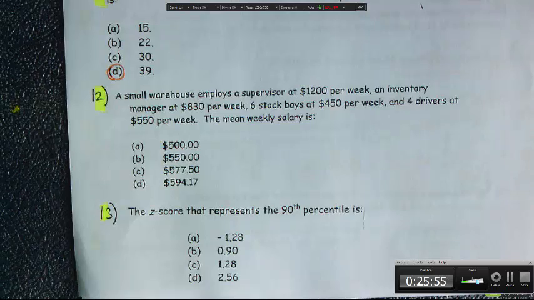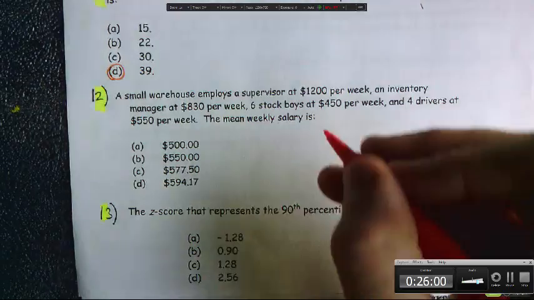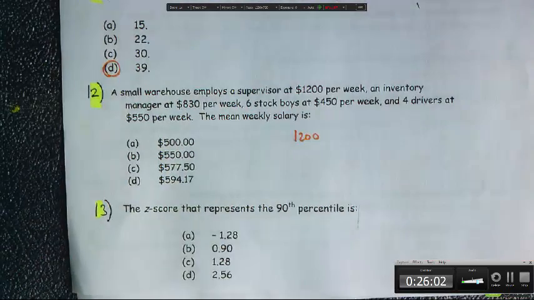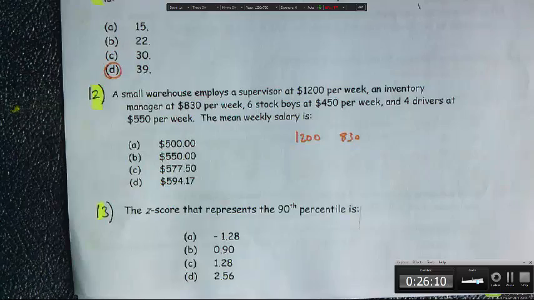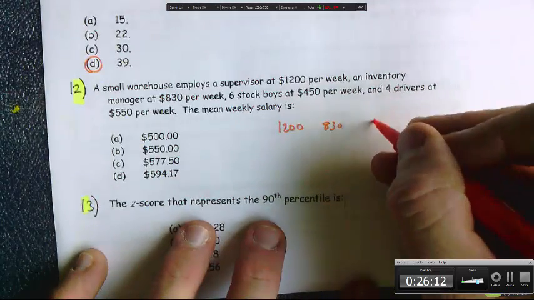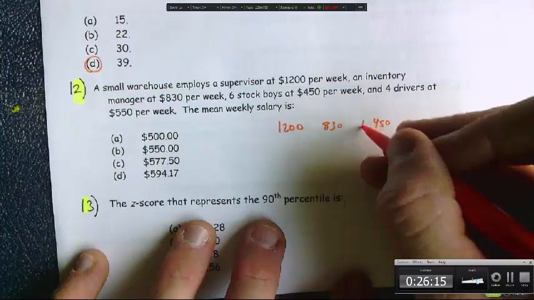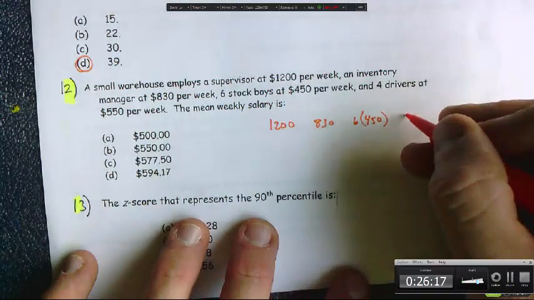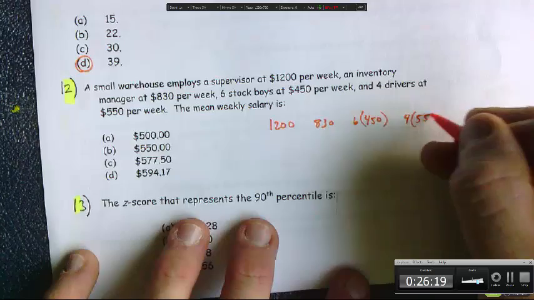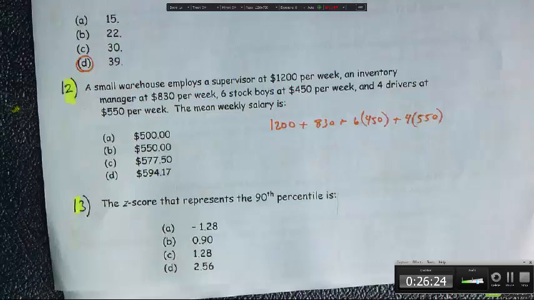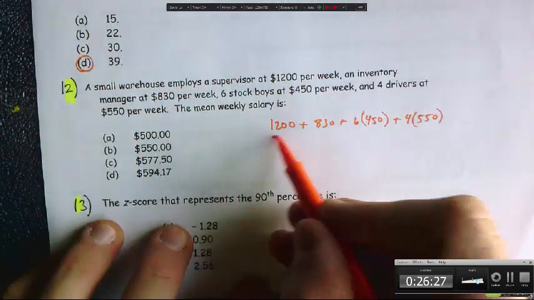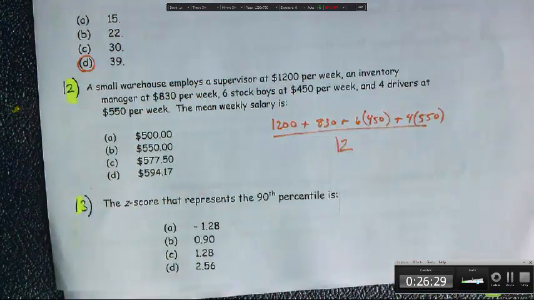Number 12 is a weighted average. A small warehouse employee is a supervisor, $1,200 per week. So how many people make $1,200? One. An inventory manager makes $830. One person. Stock boys make $450, and there's how many of them? 6. And then drivers, 4 of them make $550. You add all that up and divide by what? 12. That's right. You have to divide by how many people there are.